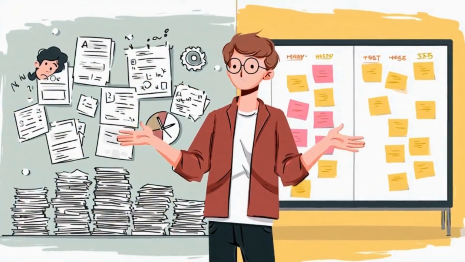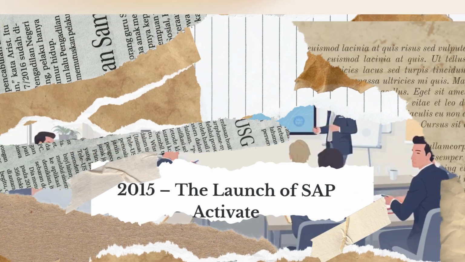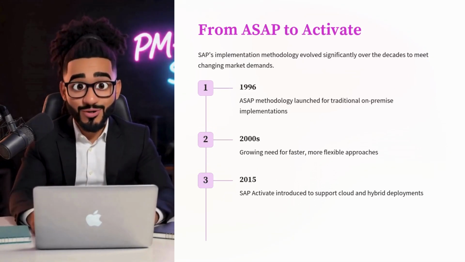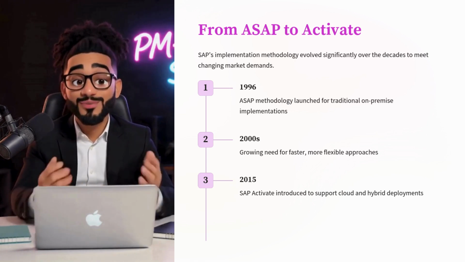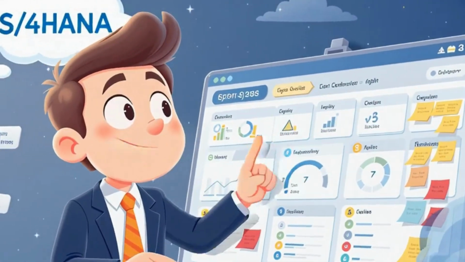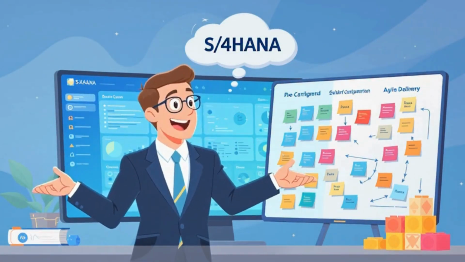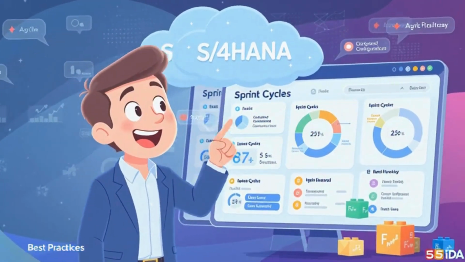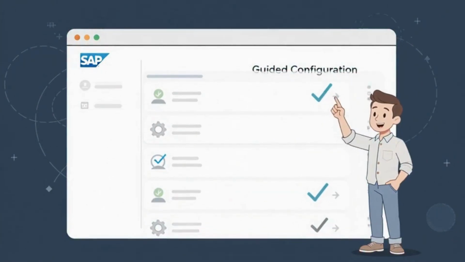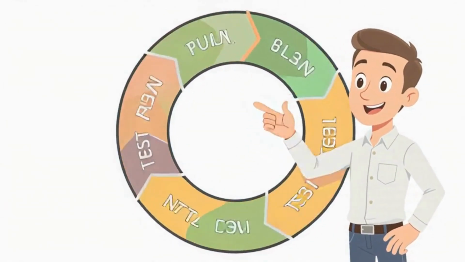3. 2015. The launch of SAP Activate. In 2015, SAP introduced S/4HANA, and along with it, a new methodology, SAP Activate. This was not just a replacement for ASAP, it was a complete mindset shift. SAP Activate introduced SAP Best Practices, which are pre-configured, ready-to-run business processes, guided configuration, which are tools inside SAP to configure faster, and Agile delivery methodology, which are short cycles, continuous feedback, and early testing.